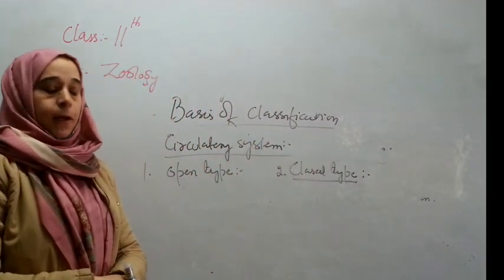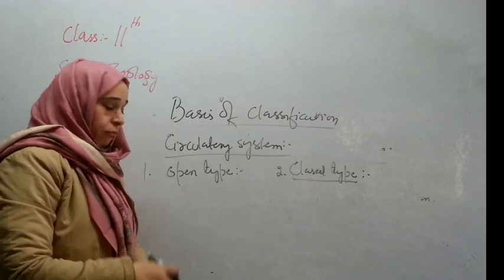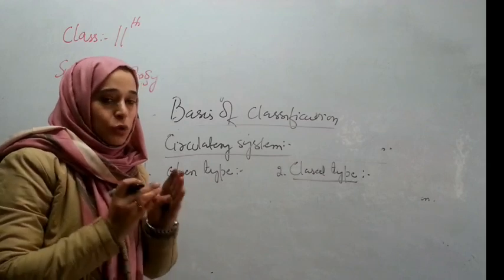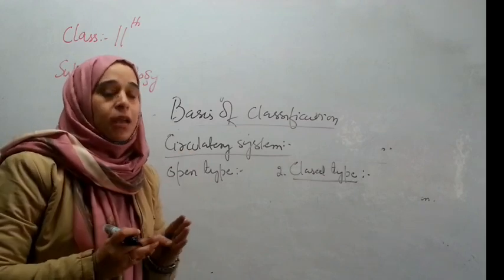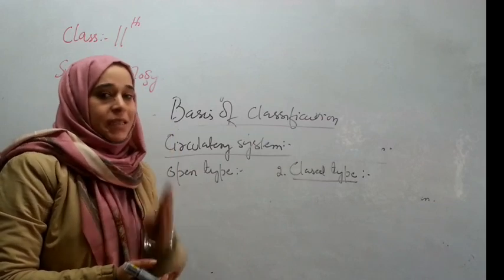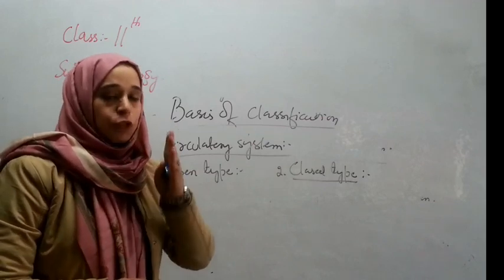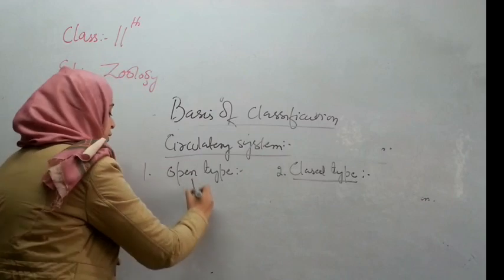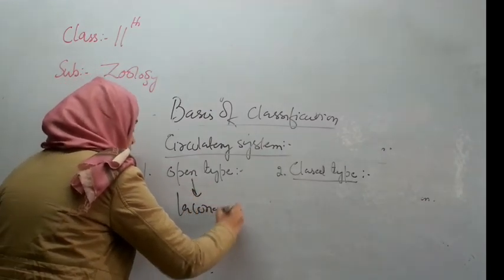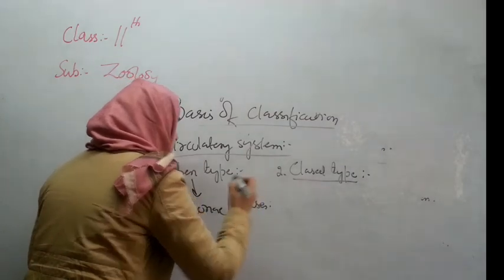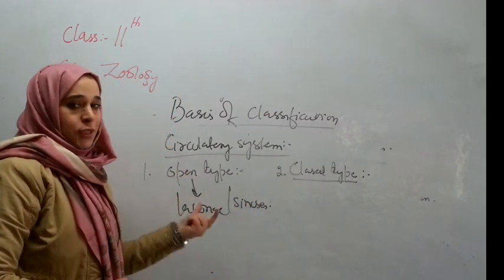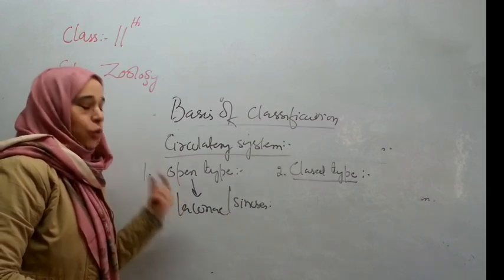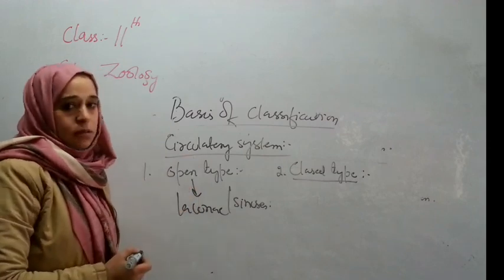When we talk about the open type, here the organisms possess a system in which the blood does not flow through the veins or the capillaries. That means tubes are not there. The blood has a direct communication with the cells and the tissues. That means the tissues directly bathe within the blood. Here the blood is present within spaces, and those spaces are known as lacunae, or sinuses. That means in animals which possess the open type of circulatory system, the blood flows within spaces known as lacunae and sinuses.